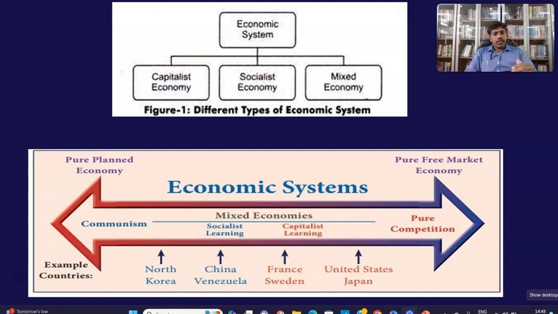So what are the characteristics of mixed economy? That is compromise between capitalism and socialism. So what does it mean? The compromise between capitalism and socialism, which means it takes the merits of capitalism and combines with the merits of socialism and takes steps to remove the demerits of both. So, of course, in India, we have the mixed economic system. We can see the same features here in this mixed economy, a compromise between capitalism and socialism.